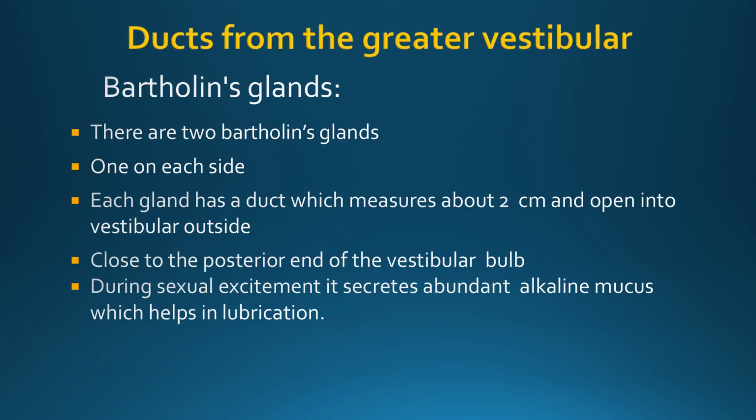And the ducts from the greater vestibular glands are the Bartholin's glands. There are two Bartholin's glands, one on each side. Each gland has a duct which measures about 2 cm and opens into the vestibule. It is close to the posterior end of the vestibular bulb. During sexual excitement, it secretes abundant alkaline mucus which helps in lubrication.